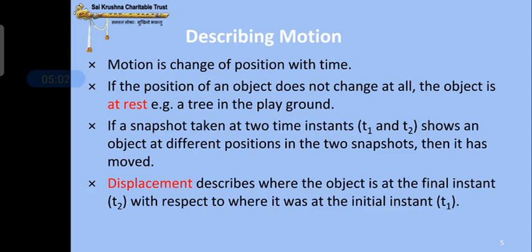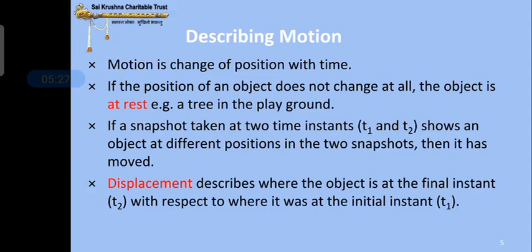Next, coming to displacement. So what do you mean by displacement? Displacement describes where the object is at the final instant with respect to where it was at the initial instant, which means irrespective of the distance it has traveled, displacement only describes the final instant with respect to the initial instant.